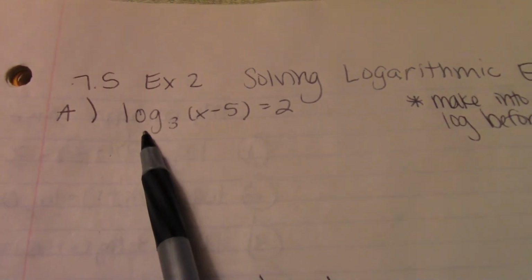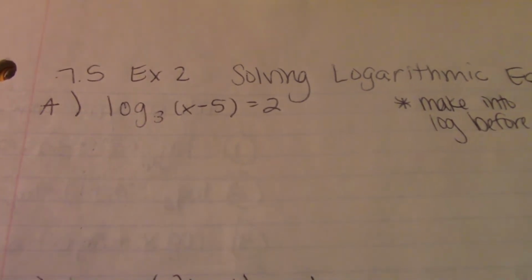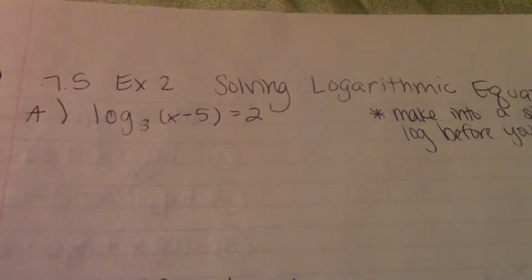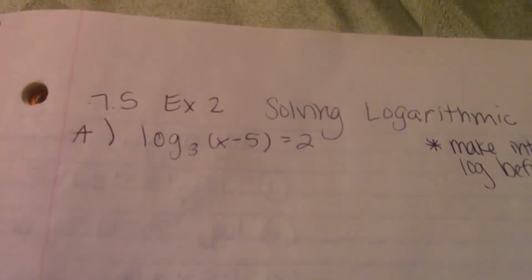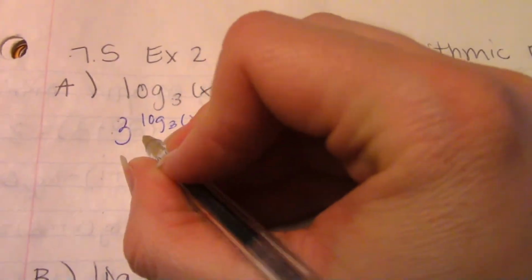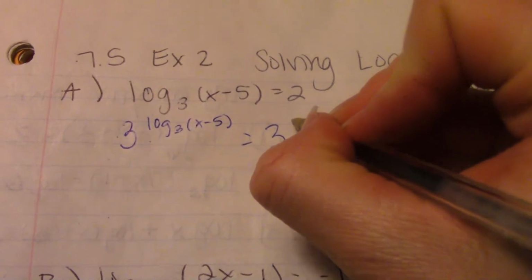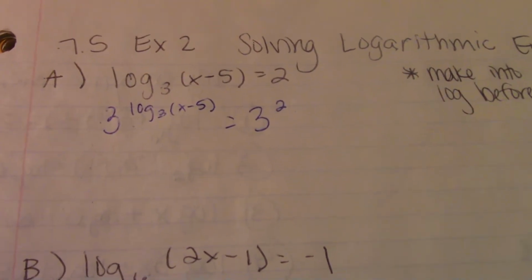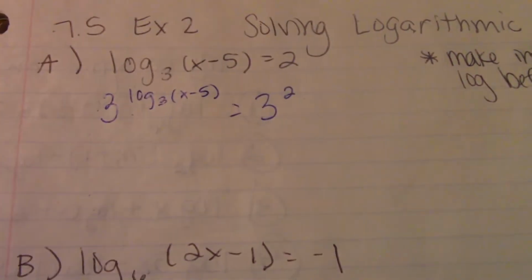Once it's in one log, we need to remember our rules. If we put a big base in front, so if we have 3 to the log base 3 of x minus 5, if I put the big 3 here, I've got to put a big 3 here to the second power and make these both exponents. Then we need to solve. That is a little 3 right there. It is hard to see.